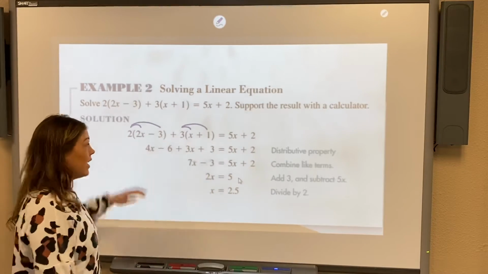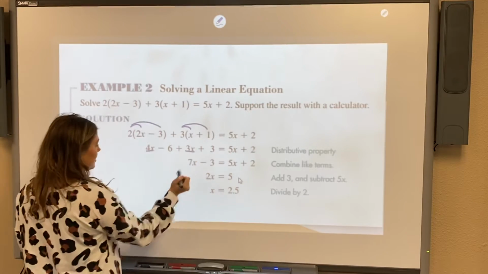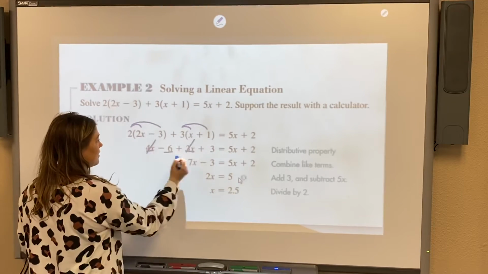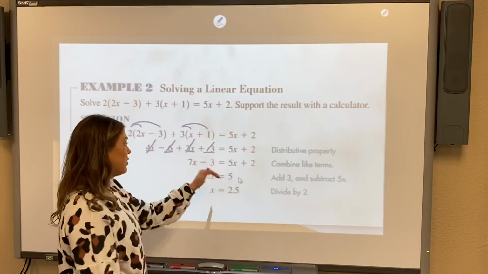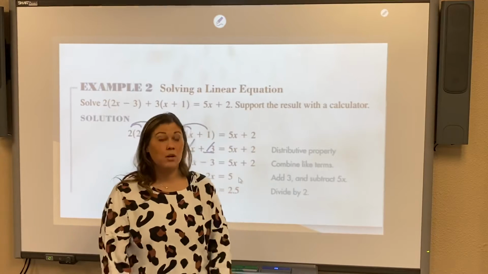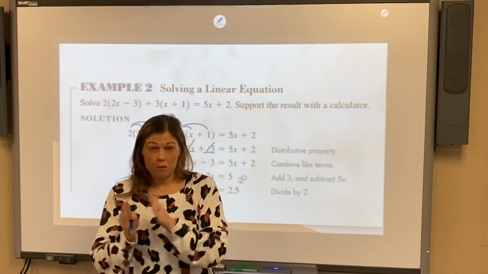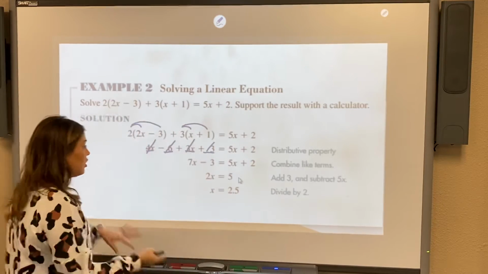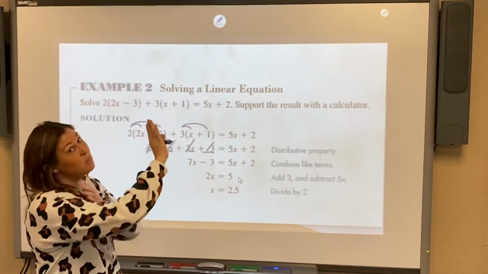So on this left side, we can combine our like terms. 4x plus 3x gives us the 7x. -6 plus 3 gives us our -3. So now we have 7x minus 3 is equal to 5x plus 2. There are 4 different ways to go about this. What I always do is I move x's to one side, and then numbers to the other. I like to move x's to the left.